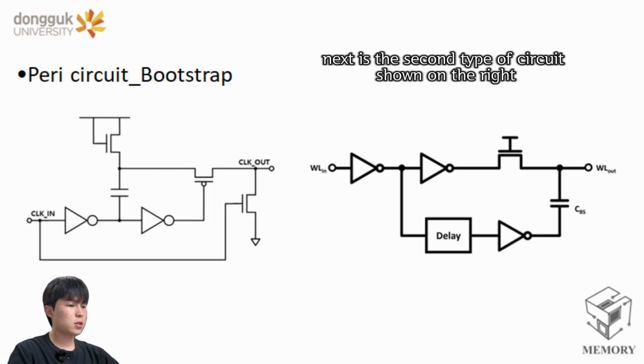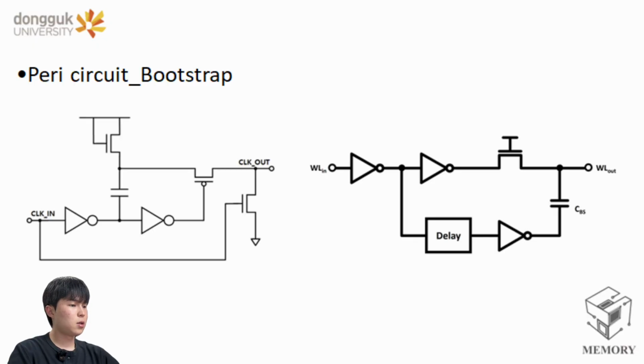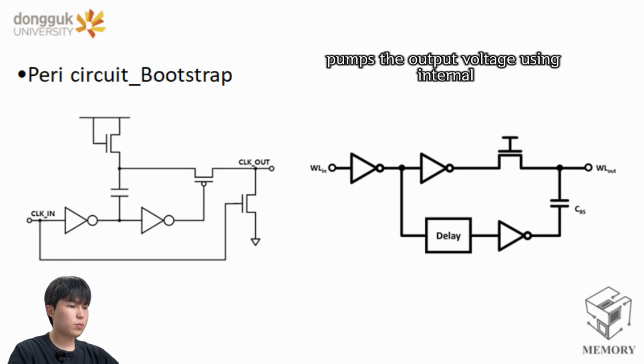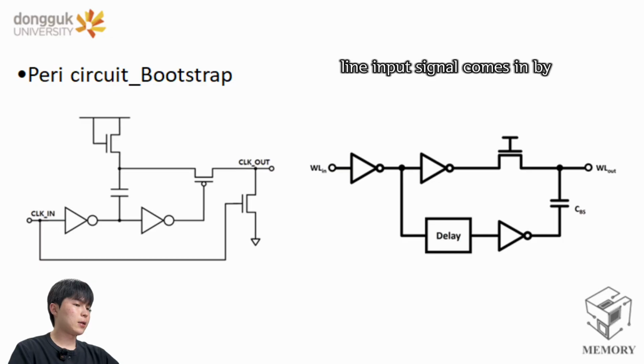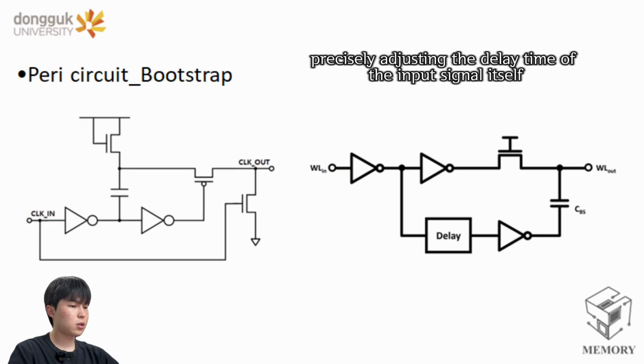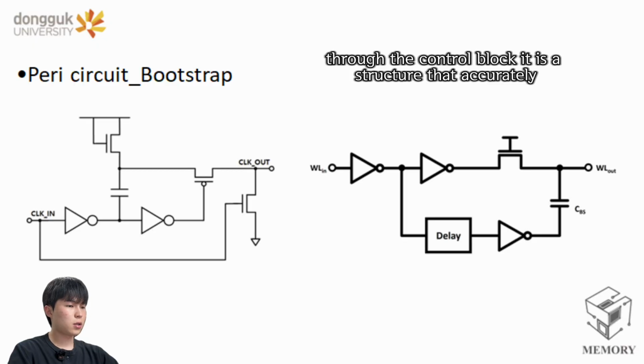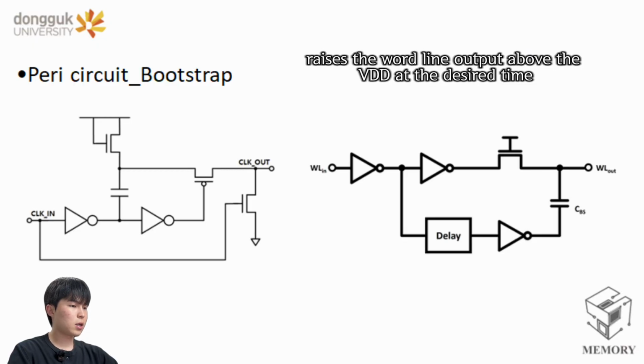Next is the second type of circuit shown on the right. The circuit artificially pumps the output voltage using internal independent delay elements and capacitor part CBS when the word line input signal comes in. By precisely adjusting the delay time of the input signal itself through the control block, it is a structure that accurately raises the word line output above the VDD at the desired time.